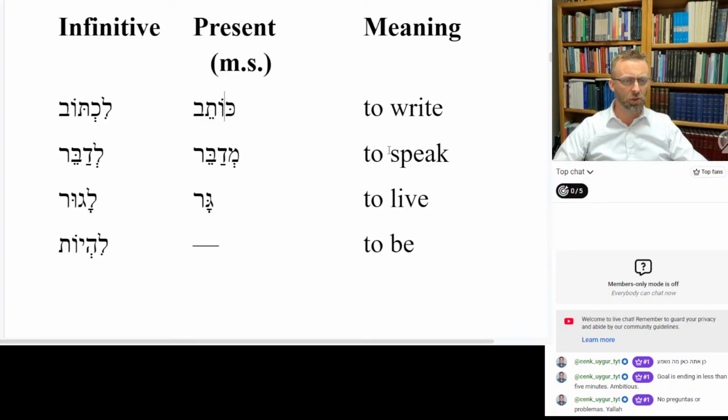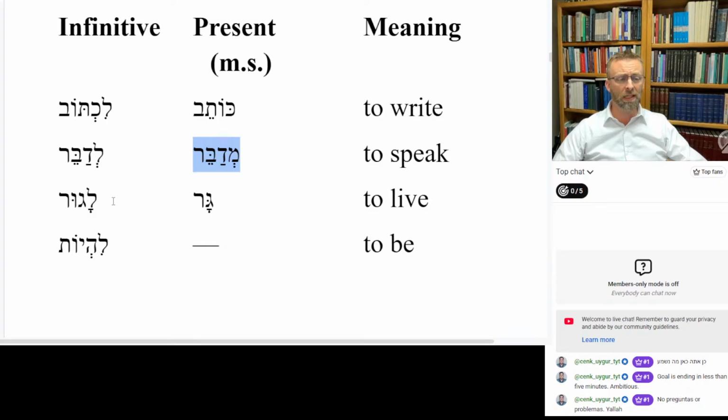To speak is ledaber. This one's easier to convert into the present tense, because all you do is chop off the lamed, replace it with a mem, and you've got medaber. Infinitive, ledaber, and masculine singular present tense, medaber.